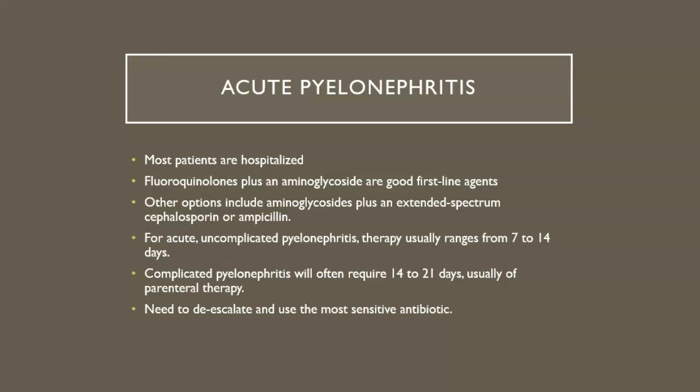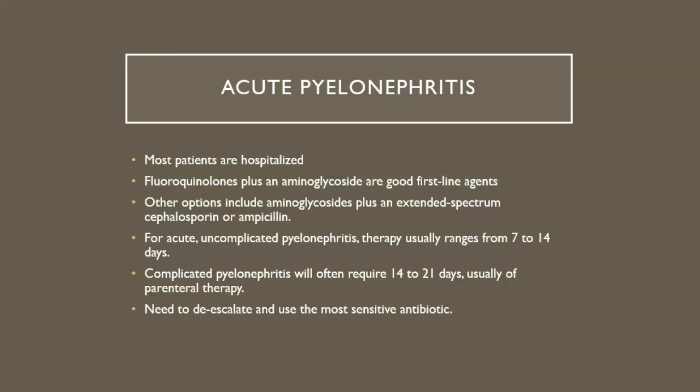And those are typically people that have a poor immune system, people that have had frequent UTIs in the past, or maybe they failed multiple antibiotics for their UTI. Those are the people that we're going to be looking at for a 14 to 21 day course. And usually ID is involved with that as well.